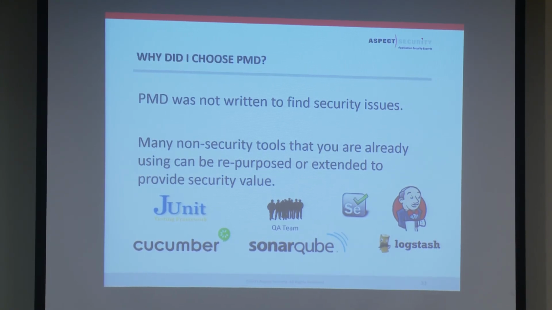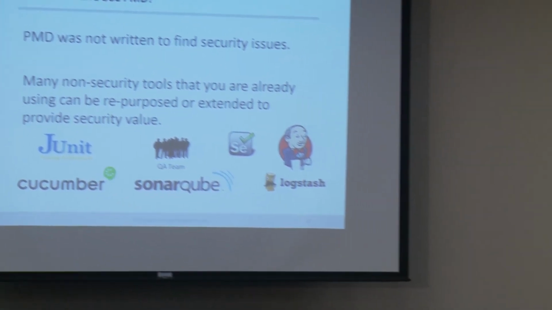There's a place for these tools elsewhere, right? Like you may be using PMD in your CI environment anyway. Your developers may be running PMD tests already in their IDE. So why not just write a couple security tests for it, and then you're getting that security coverage for free, right? They're already being run. There's no overhead, and the only cost is writing the rules. So we're going to walk through writing a rule.